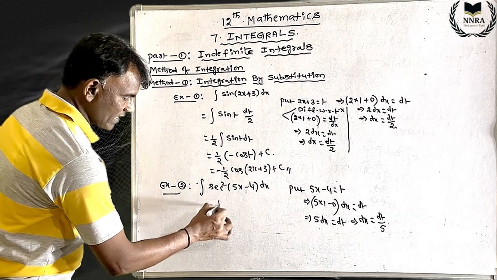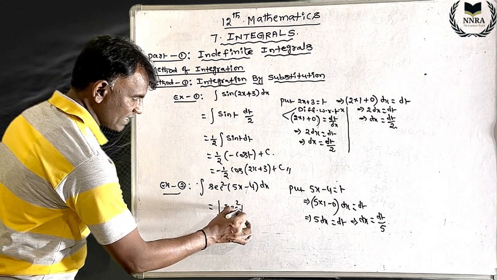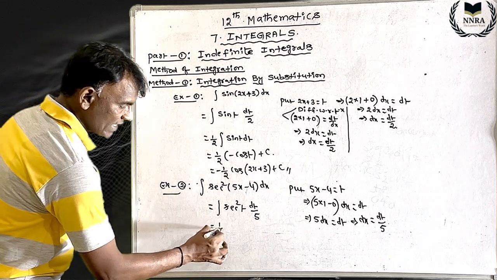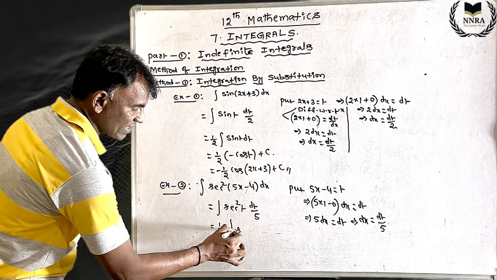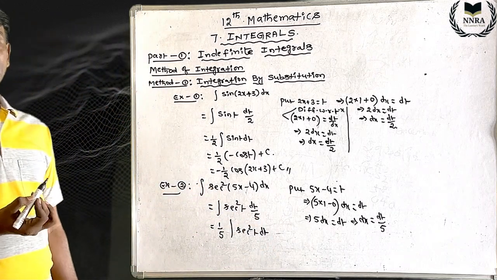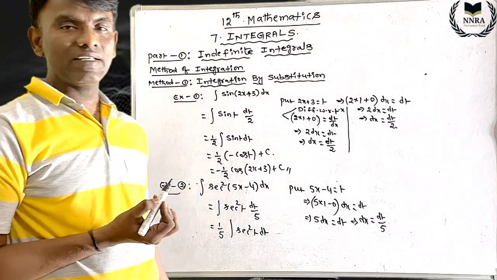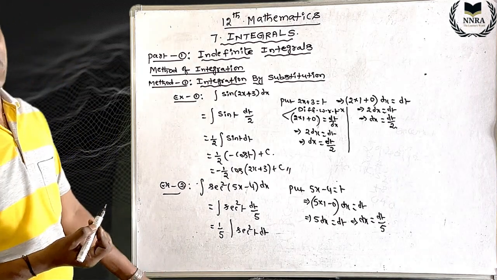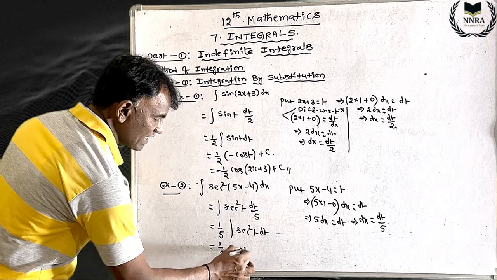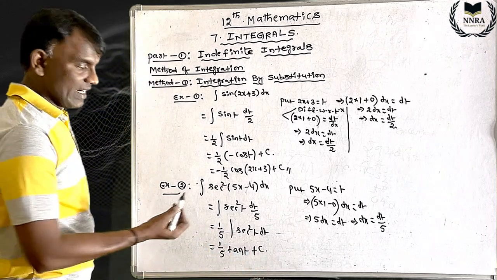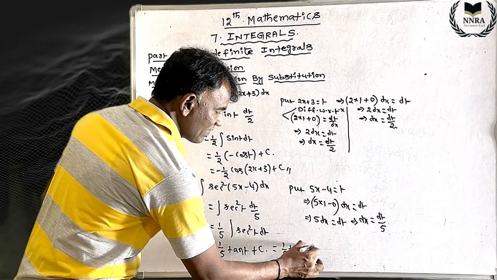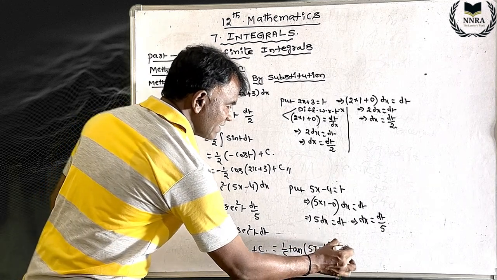So how to write this one? Integral secant square t, and it is dt divided by 5. Now the constant, right, 1 by 5. Then what is the remaining value? Integral secant square t dt. What is integral secant square x dx? Tan x. Similarly, integral secant square t dt is tan t. So this can be written as 1 by 5 into tan t, then constant c. And finally substitute the t value, that is 1 by 5 tan of 5x minus 4, then constant c.